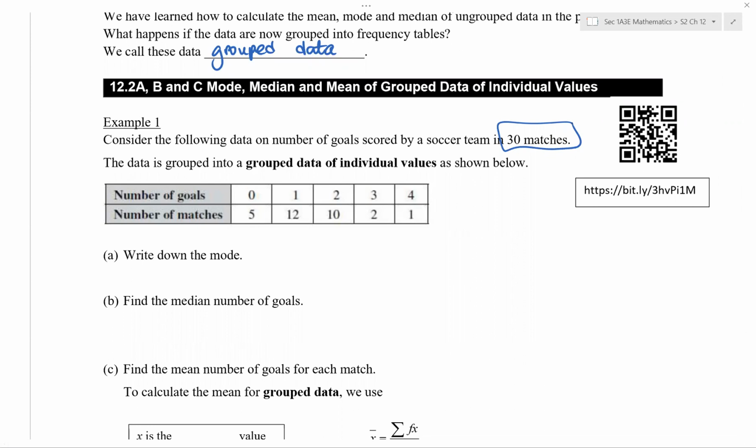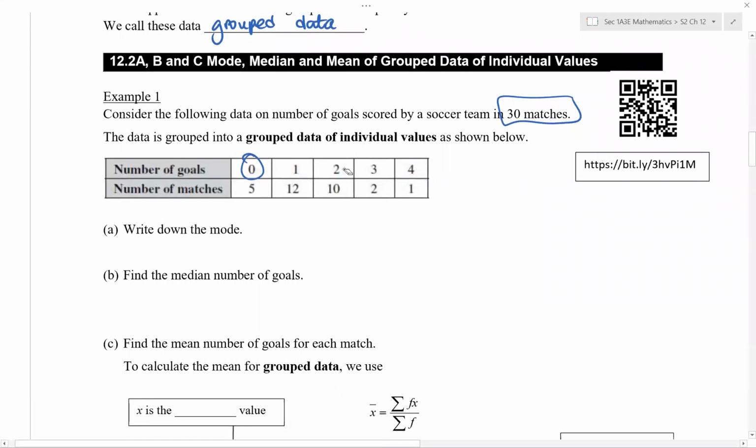So we realized that the number of goals actually ranges from 0 to 4. The minimum is 0 goals, and within these 30 games, the maximum number of goals that they scored was 4. So we can do a summary inside this frequency table. Not difficult to understand.